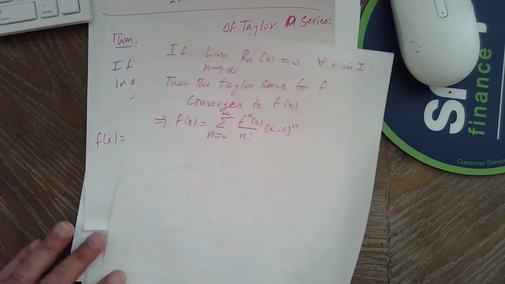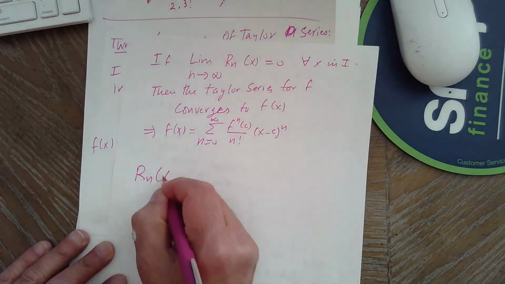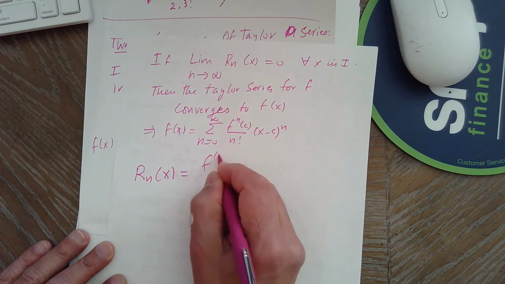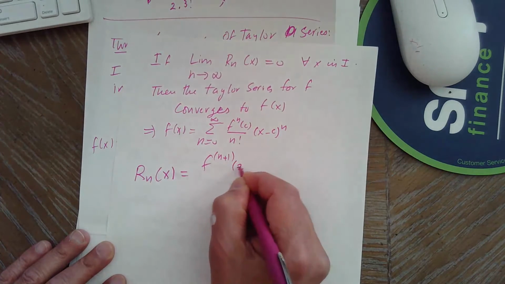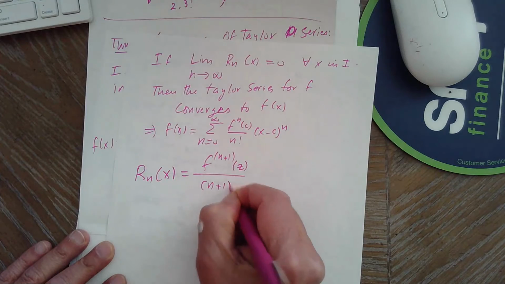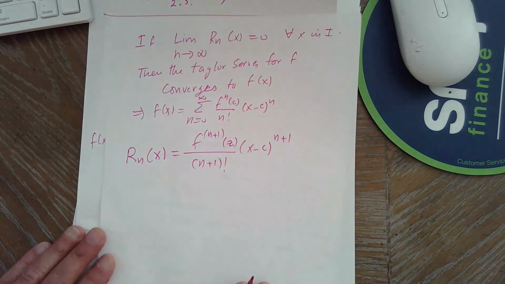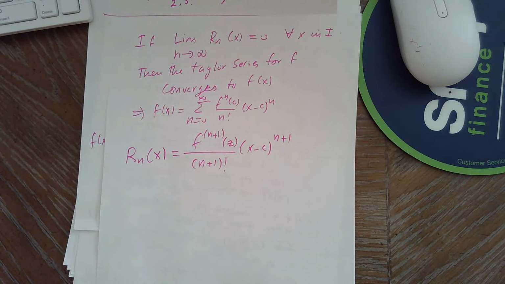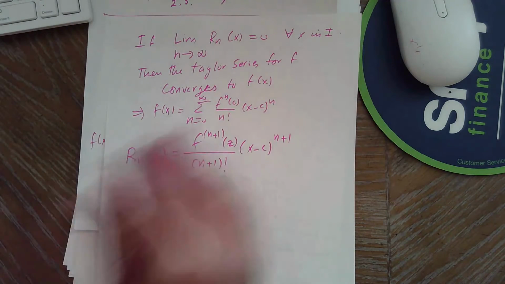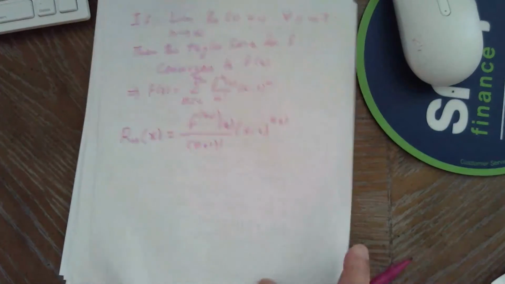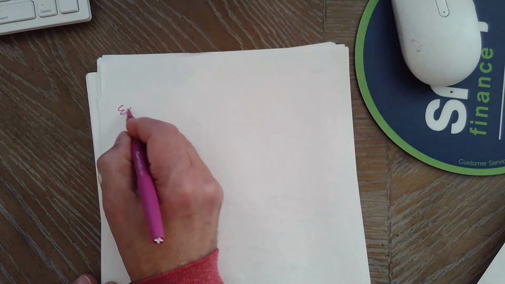Okay, and just left out is Rn of x. It's the n plus 1 derivative at z over n plus 1 factorial, x minus c to the n plus 1. Okay. And the proof is there. You can look at it. So let's go to example 4.